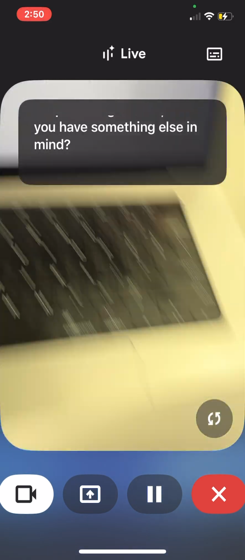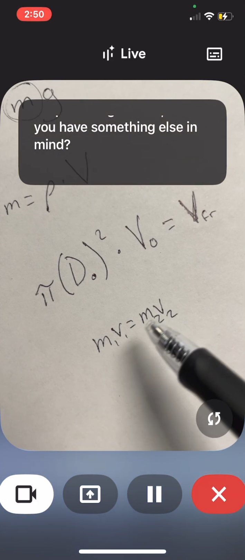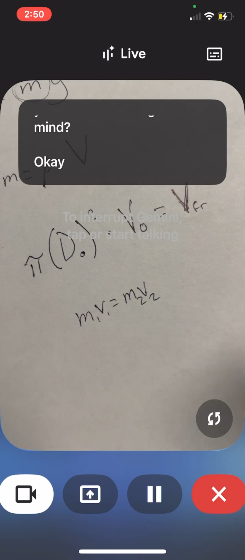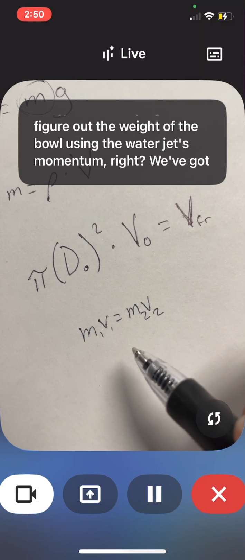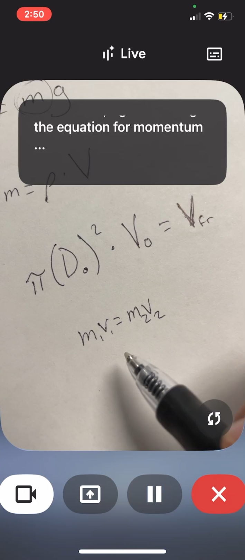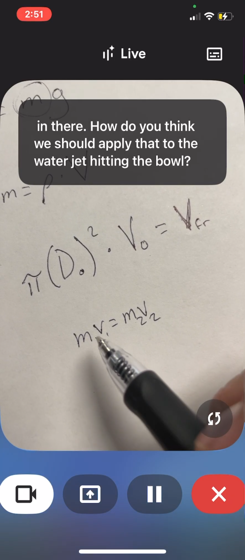Exactly, yeah. So what were you telling me about this right here? Okay, so we're trying to figure out the weight of the bowl using the water jet's momentum, right? We've got the equation for momentum in there. How do you think we should apply that to the water jet hitting the bowl?